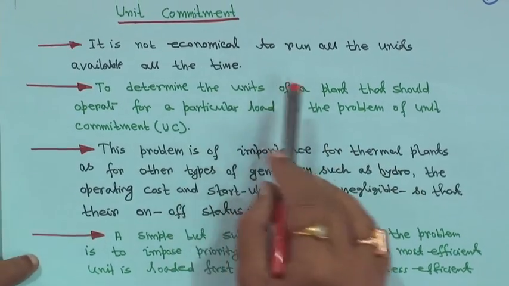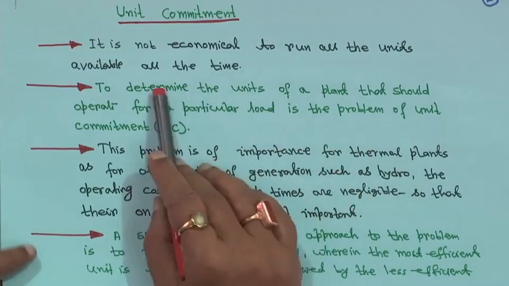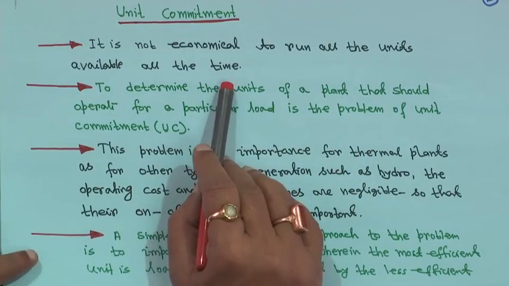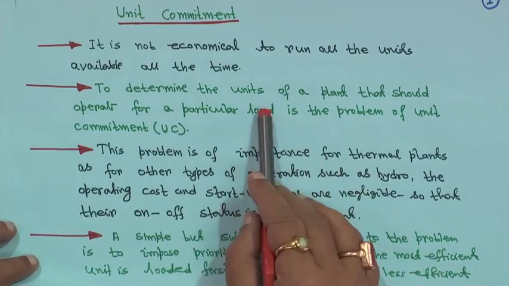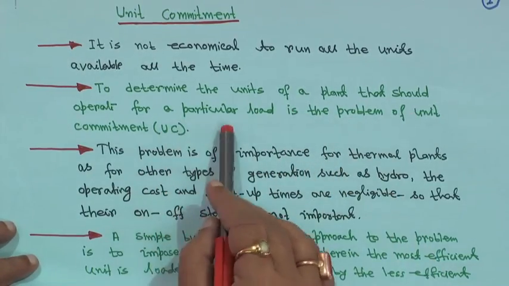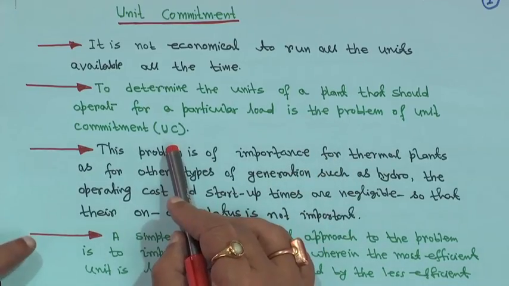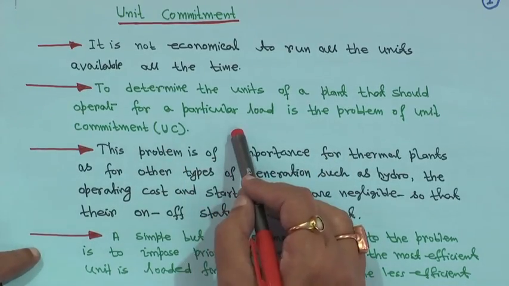So, unit commitment is a huge topic. There are several techniques to solve such a problem, but it is a very time consuming process, so we will see the simple thing, such that you can have some ideas about unit commitment, right. So, first thing is that in unit commitment it is not economical to run all the available units all the time, because there is no need to run them, as I told you. Second thing is that determining the units of a plant that should operate for a particular load is the problem of unit commitment, that is, how many units you will be operating for supplying a certain load.